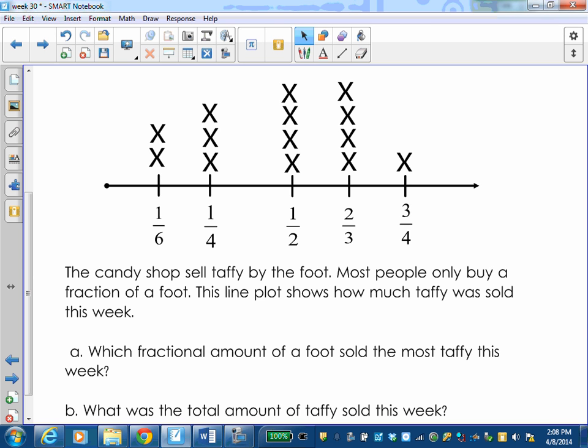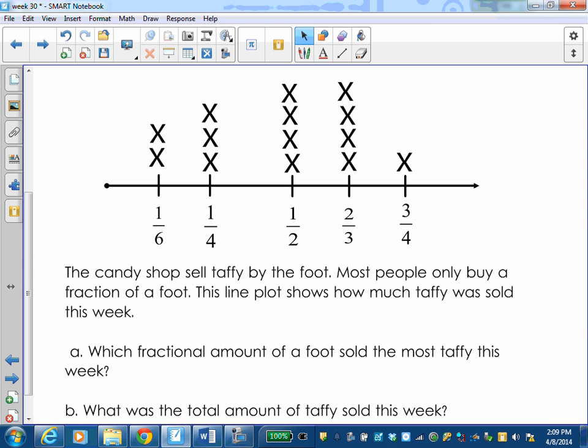So let's read what the story tells us. It says that the candy shop sells taffy by the foot. Most people only buy a fraction of a foot. This line plot shows how much taffy was sold this week. So we can tell from the story that if you went into the store and wanted to buy some taffy, you would buy it in terms of how many feet do you want, or how much of a foot of taffy would you like to have.